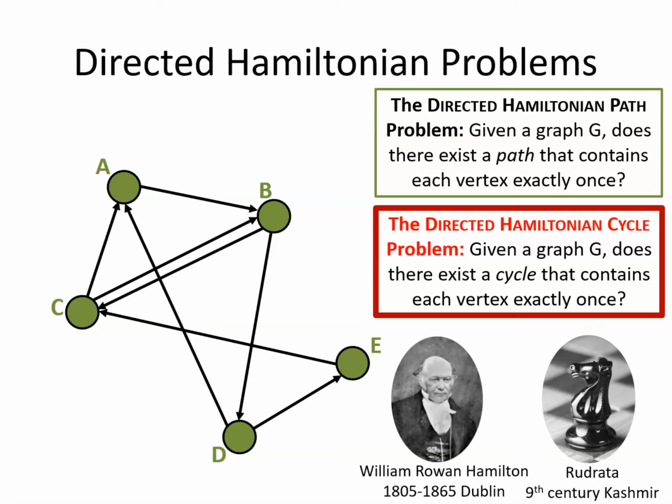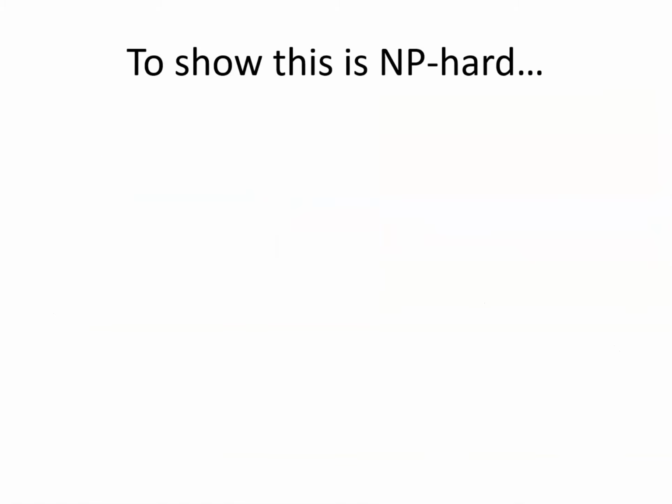For instance, A, B, D, E, and C. And then we double check that our route visits every single vertex, and that every single edge that we would need to exist actually does exist. So, how do we show that this is NP hard?